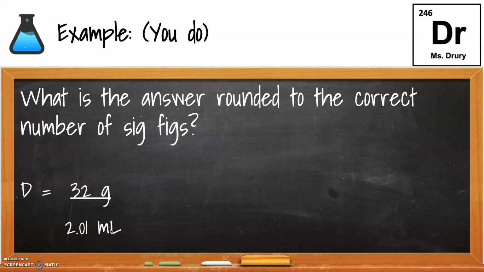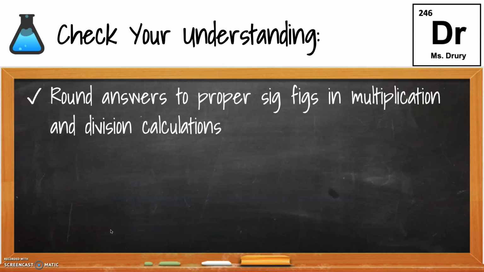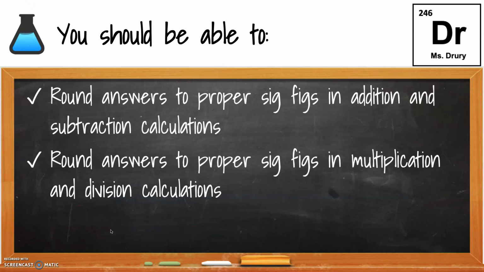If so, you should move on to the you do. What is the number rounded to the correct number of sig figs? Put your answer into the Edpuzzle question. When I did it, I did 32 divided by 2.01 and I got a bigger number, but 32 only has 2 sig figs, so I changed that to the answer 16. At this point, you should be able to round answers using multiplication and division, and before we did it with addition and subtraction, and that's the entire video.